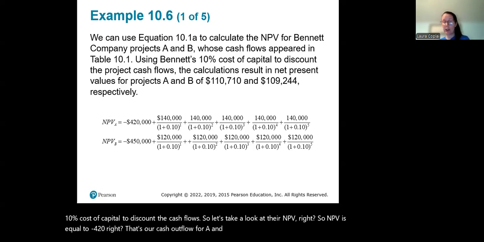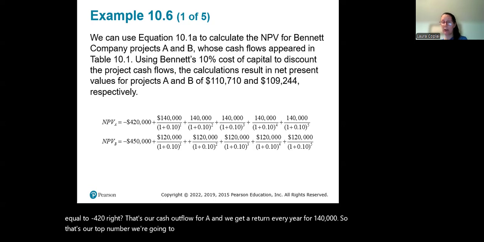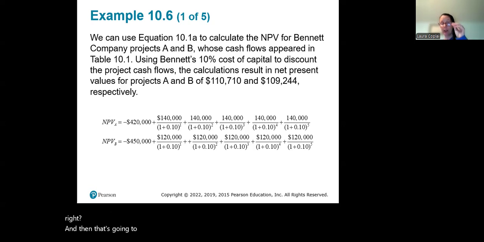And we get a return every year for 140,000. So that's our top number. We're going to divide that by 1 plus 0.1. That's their cost of capital to discount, right? And then the exponent is going to be the year for that, okay?